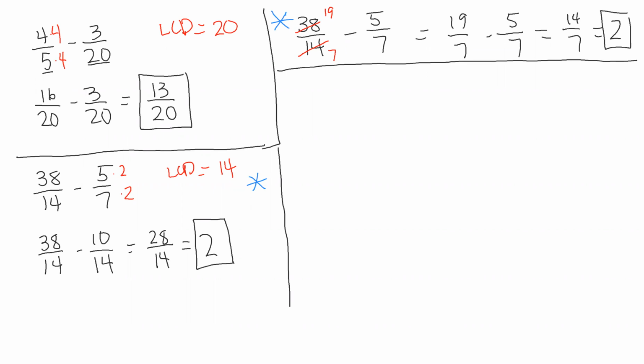Let's try another one. So for this one, let's say that we have 7 over 9 minus 5 over 12. Okay, so in this particular case, I want to remind you of another way to find an LCD.